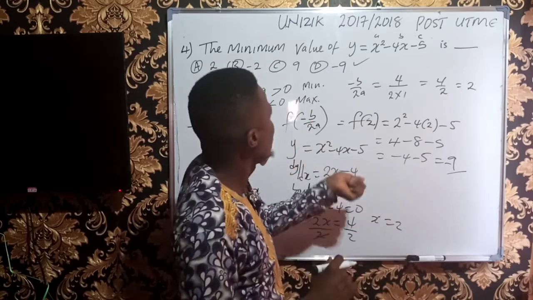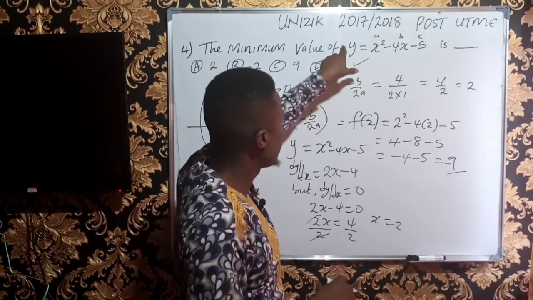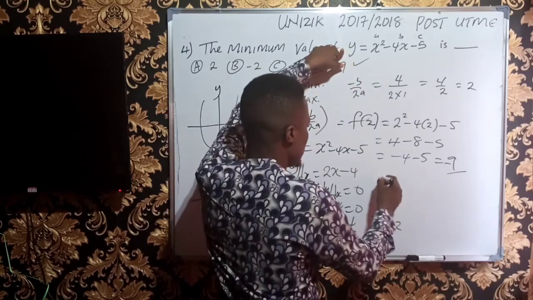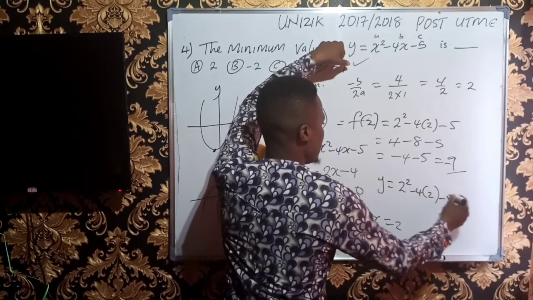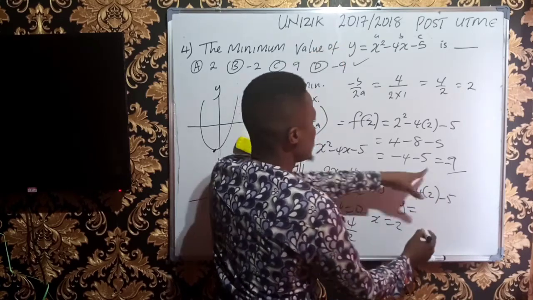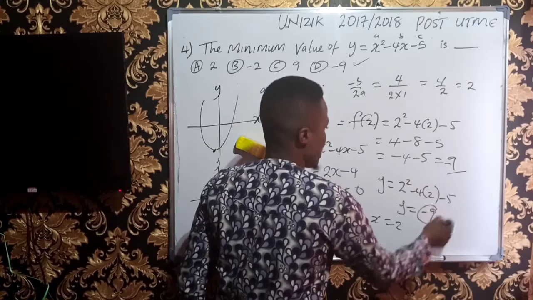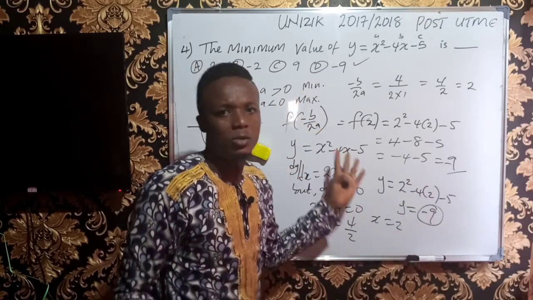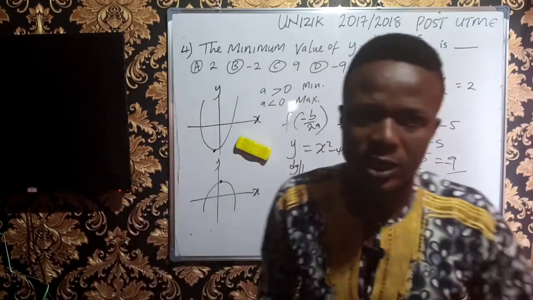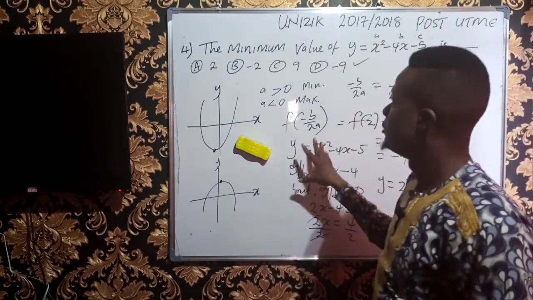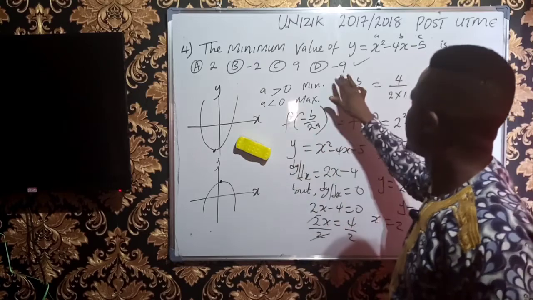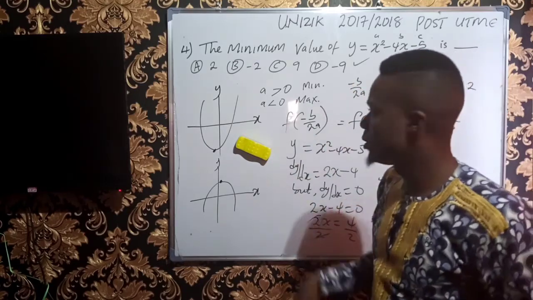But to get the minimum value, put x as 2 here to get the value of y, because y owns the function. So y will now be 2 squared minus 4 bracket 2 minus 5. When you simplify this, you will still get minus 9. There is another way of doing it, writing it in the vertex form, but we shouldn't waste time to do it in this particular video. Alright, so the answer is negative 9, option D. So let's take another one.